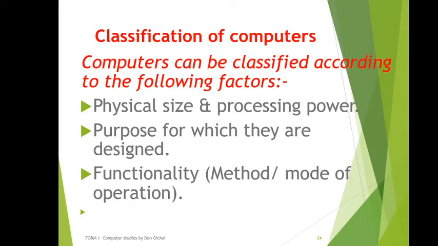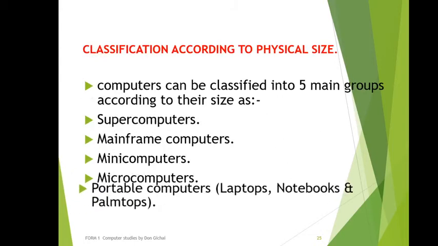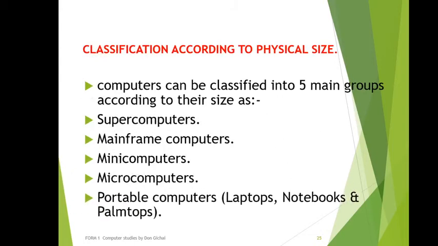Now, how do we classify computers? Computers can be classified according to the following parameters. You can classify computers according to physical size and processing power, that is how large they are, how fast they are, purpose for which they are designed, functionality, or method or mode of operation. Therefore, we have those three points: physical size, purpose, and functionality. Then we go one by one and look at each classification. And therefore, classification according to physical size. We have said this is how large the machines are. And therefore, computers can be classified into five in this category.